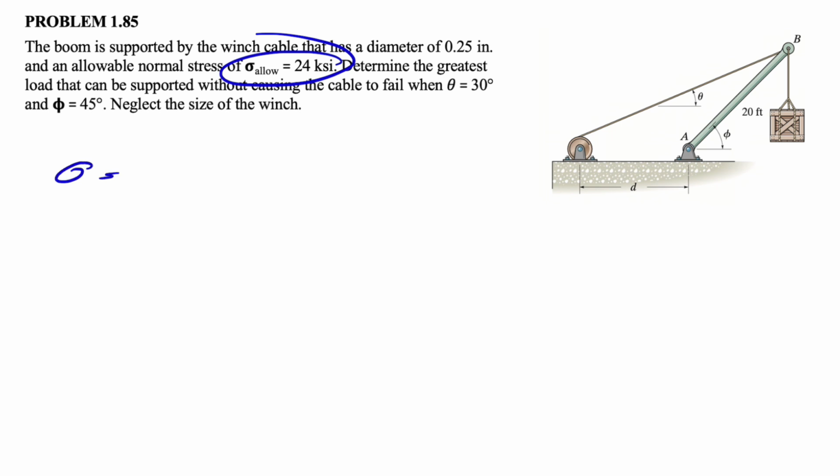So for the cable, we basically have the force in the cable. We can show it with T as a tension in the cable divided by the area that we have, and this cannot exceed 24 ksi. We're going to go with the maximum of this allowable stress. That way we can find the maximum force, and whatever we have less than that would be safe for us because the cable would not fail, and that would be actually the maximum force that we have in here, or the maximum load that can be tolerated.